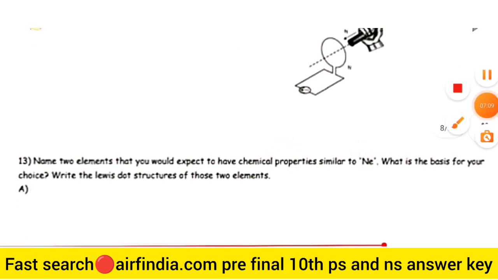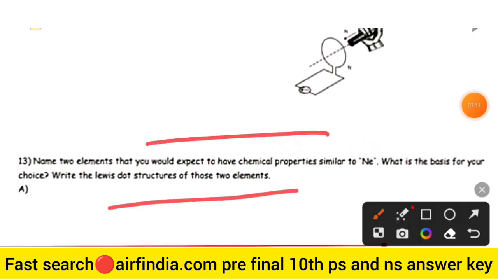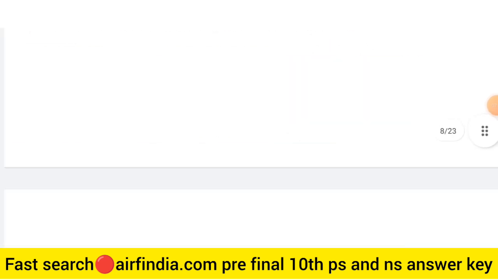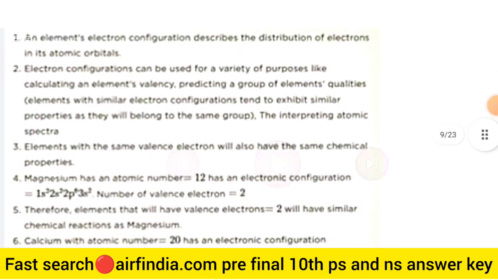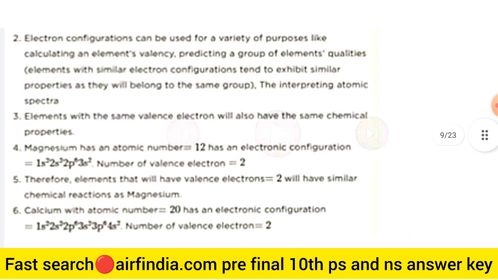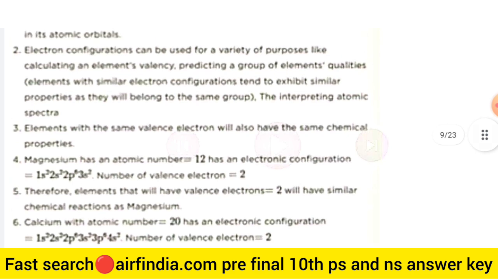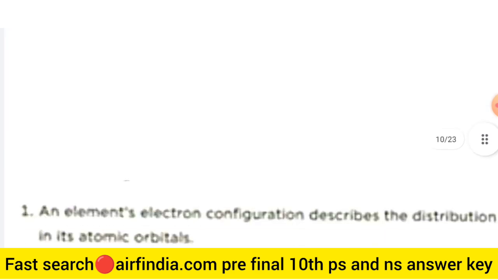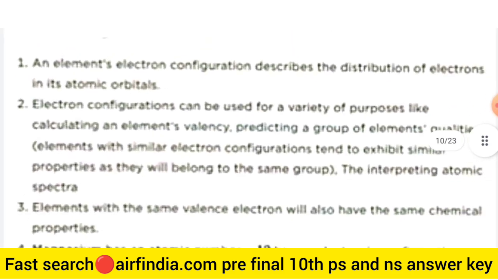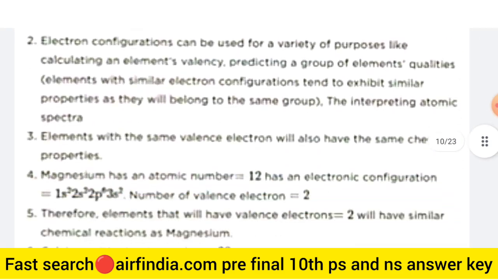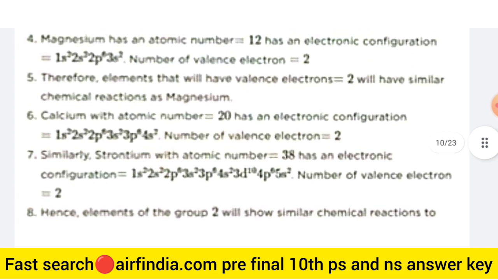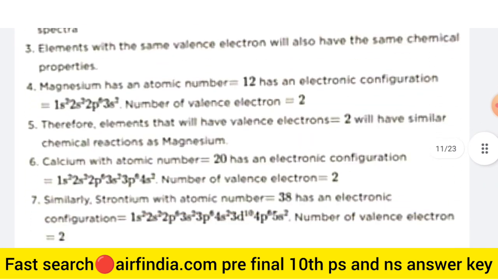So this is the 12th question answer. The 13th question answer: name two elements that you would expect. Okay, so here 13, this question is very blurry. If you have this question, then read them, okay, and learn them. This is not clear to me, but it may be clear to you, so you read those questions.